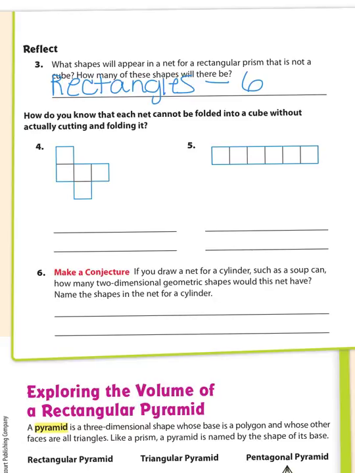Okay. Now I'll review with 4 and 5. It says, how do you know that each net cannot be folded into a cube without actually cutting it and folding it? If you look at number 4, there's a big problem with number 4. There's only 1, 2, 3, 4, 5 squares. We need 6. Okay, so not enough squares.